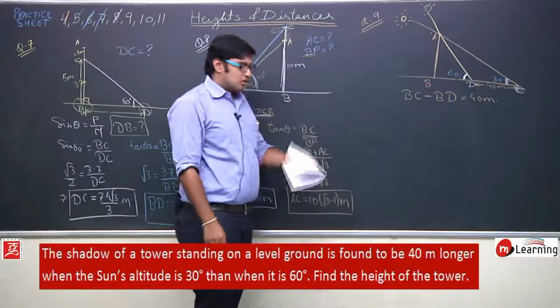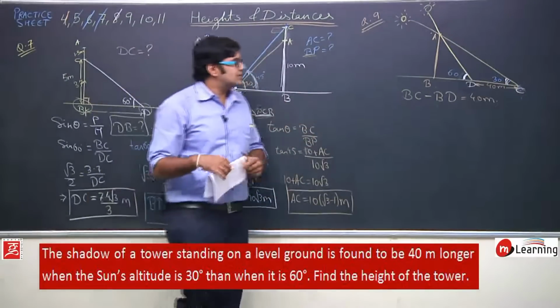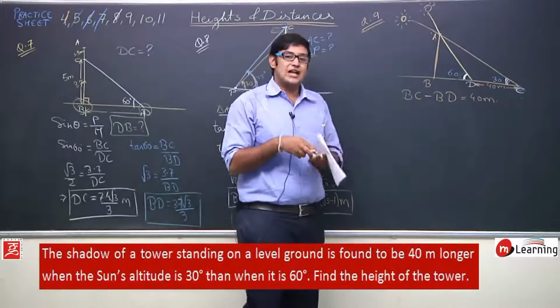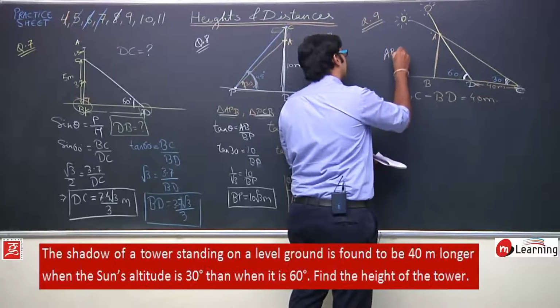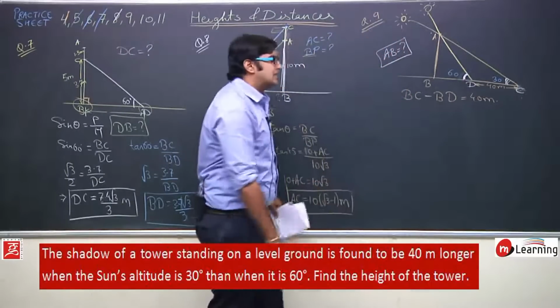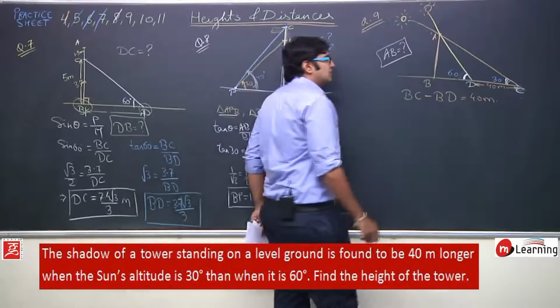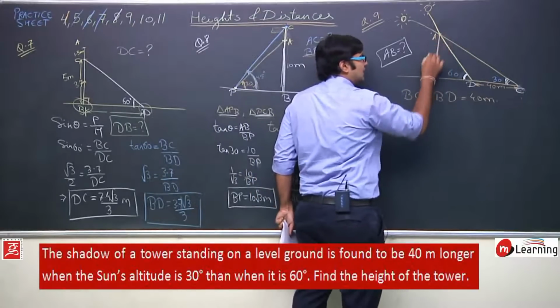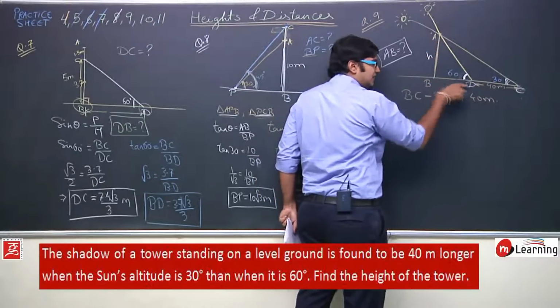Okay, what we need to calculate is the height of the tower. So we just need to calculate the height of the tower. What is the height of the tower? AB is known as the height of the tower, which is unknown. So now let us try to solve this question. We can assume that the height of AB is h, okay, and this length BD is, let us say, x.